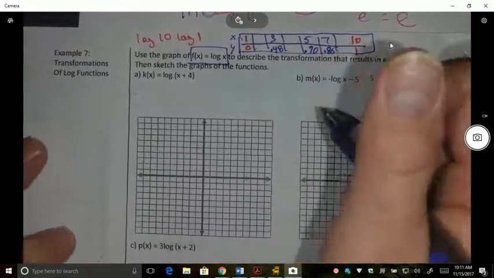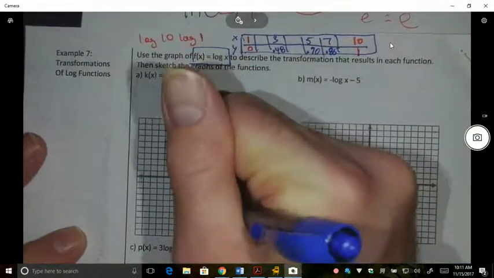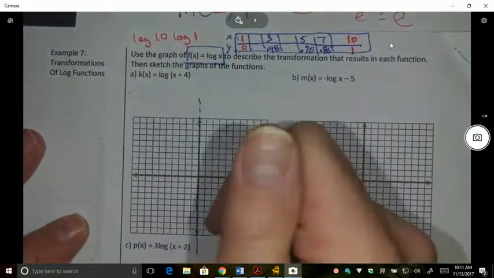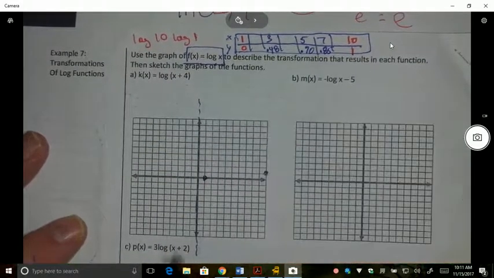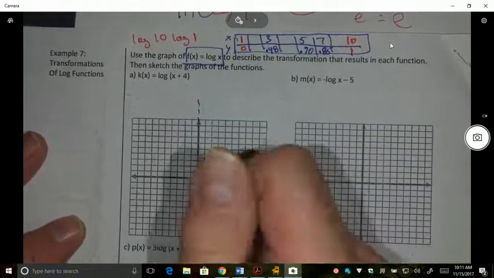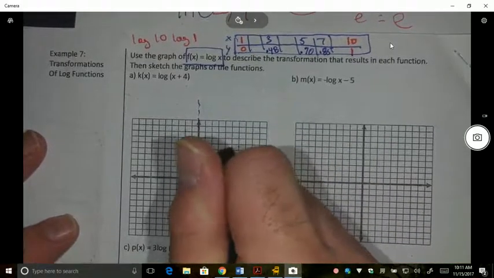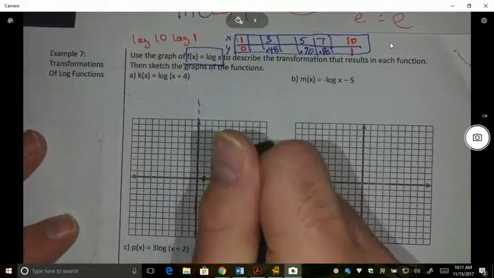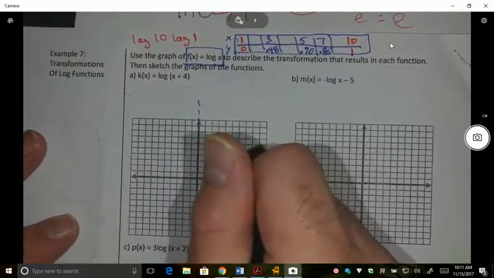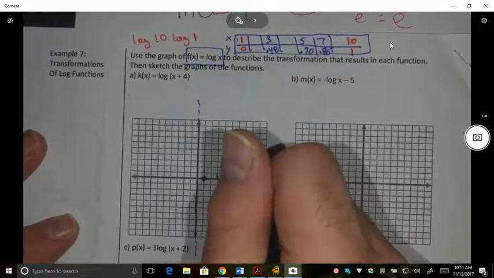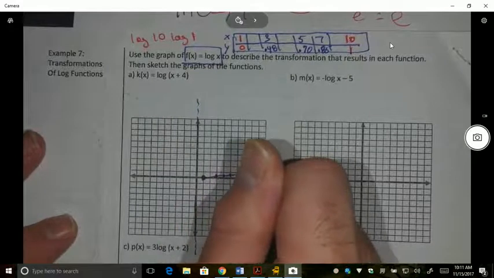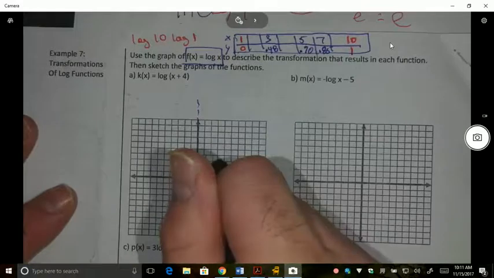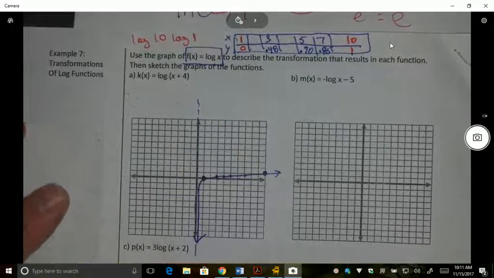So I'm going to plot the parent function on here, having its vertical asymptote at x equals 0. I have a point at (1, 0) and a point at (10, 1). At 3, I go to 0.48. Whoops, that's not 3. At 5, I go to 0.7. At 7, I go to 0.8. So it's going up in very small increments until it gets to (10, 1). We also know that it comes down on this side and approaches the vertical asymptote.